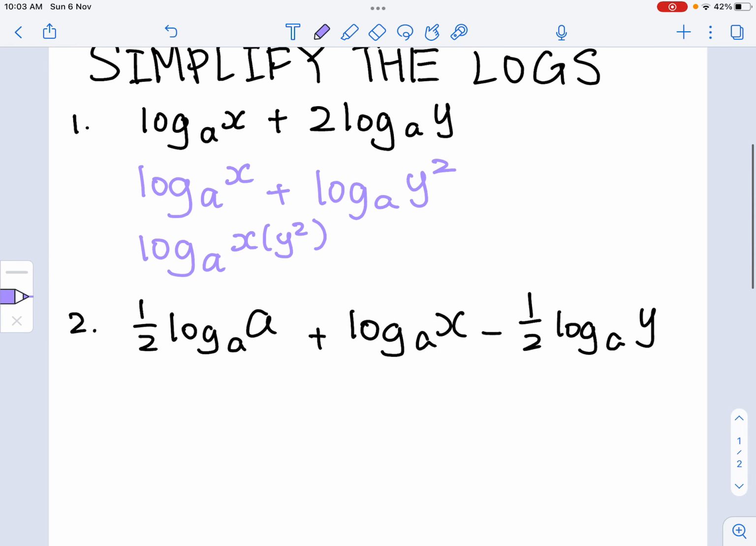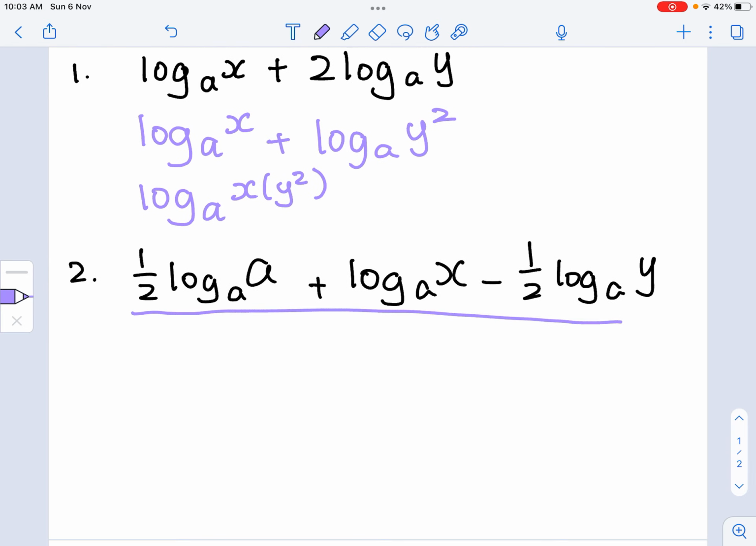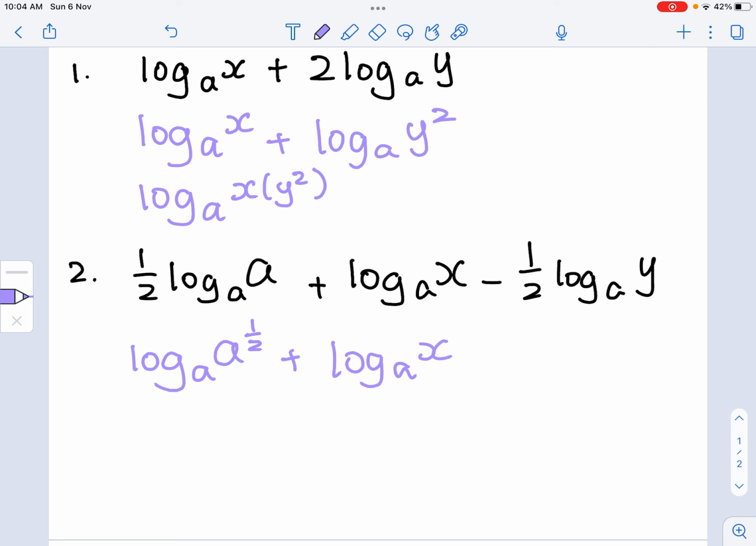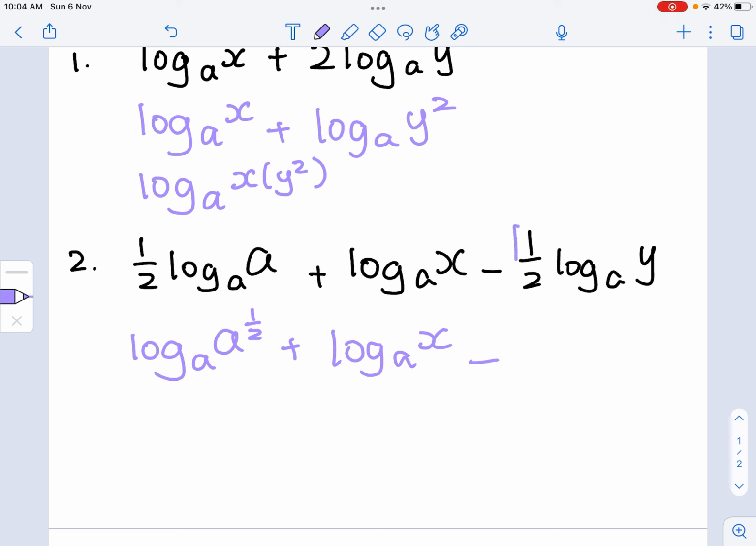So now let's try a more difficult one. We have this here, and again we want to make that into a single log. Before we start caring about the plus signs and the minus signs, let's first focus on the power property. Here we see 1 over 2 in front. Again, that means the 1 over 2 has to come right next to the a, so that becomes log a to the power of 1 over 2, plus log a x remains the same, minus, again, we want to move that 1 over 2 right next to the y, so log a y to the power of 1 over 2.